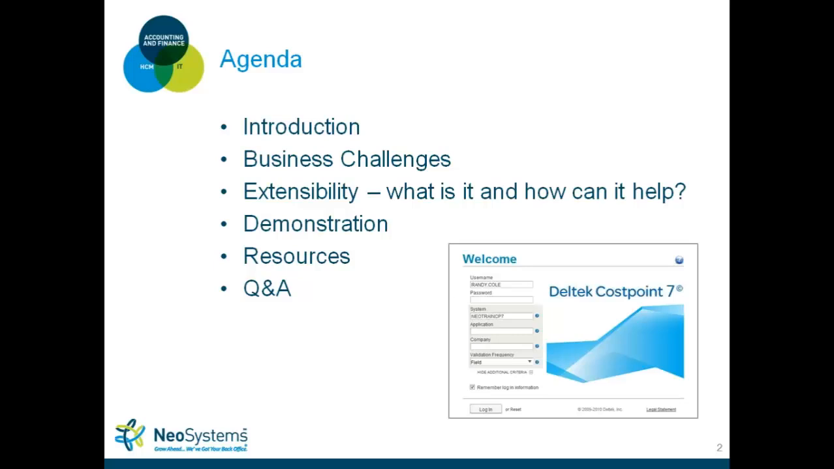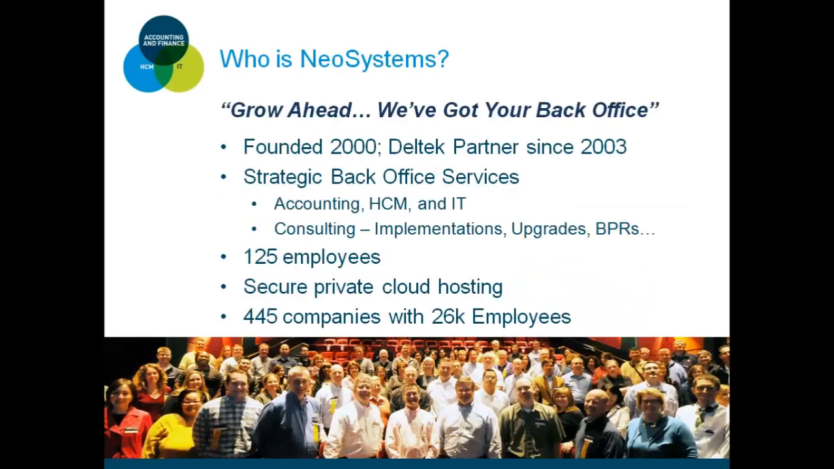Quick look at our agenda today. After we get done with the introduction, we'll get into the business challenges that many of you are facing, and then get into extensibility, what it is and how it can help you with those business challenges. We'll go into a demonstration and really let you see how extensibility works, how you set it up, what it can do for you, some things we've done with it, and follow that up by getting into some resources, not just resources that can help you with extensibility, but more broadly with Costpoint 7 in general. We'll take your questions and answers at the end, but if you have questions when they come up, just type them into the questions box, and we'll be sure to get to them at the end.